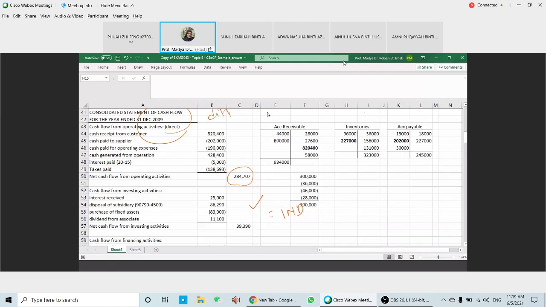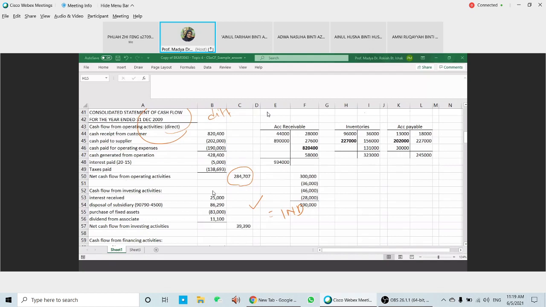So if you refer to the previous exam question, it is more on indirect methods. Make an adjustment for the profit from the income statement, and then we adjust the items. So any questions that we have for this one? So next class, we're going to continue with the direct methods.